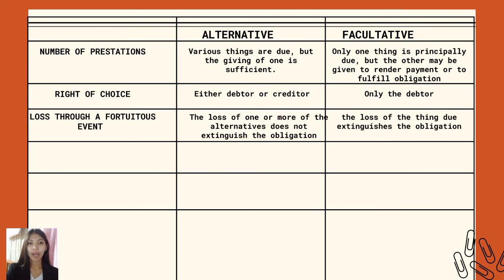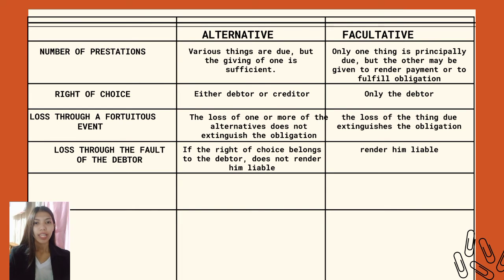Sa alternative obligation, it could either be the debtor or the creditor, while sa facultative, it is only the debtor. Now, if there's a loss through a fortuitous event, so under the alternative obligation, the loss of one or more of the alternatives does not extinguish the obligation, while the facultative obligation, the loss of the thing due extinguishes the obligation. Now, if there's a loss through the fault of the debtor, so under the alternative obligation, if the right of choice belongs to the debtor, it will not make him liable. But then sa facultative obligation, it will make the debtor liable.